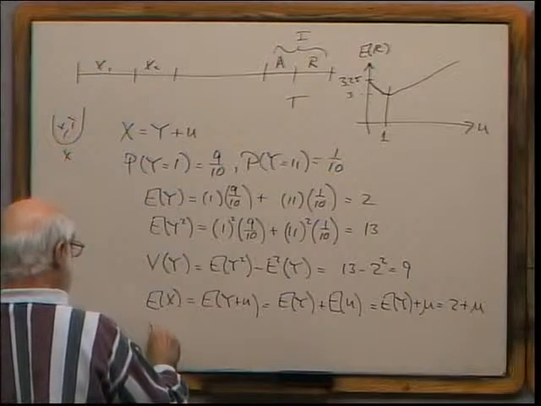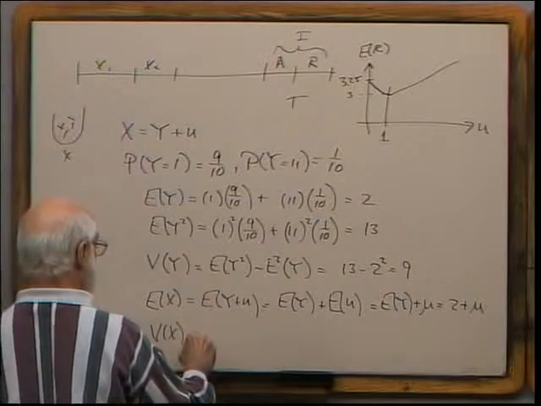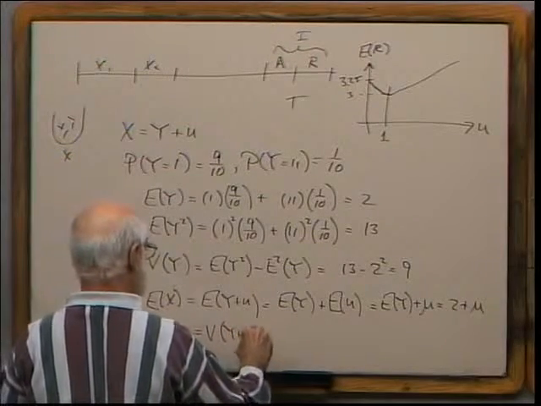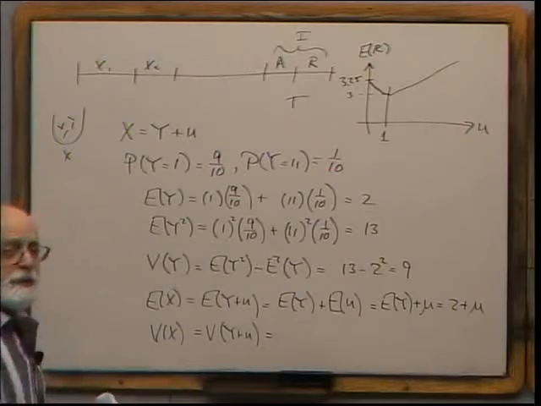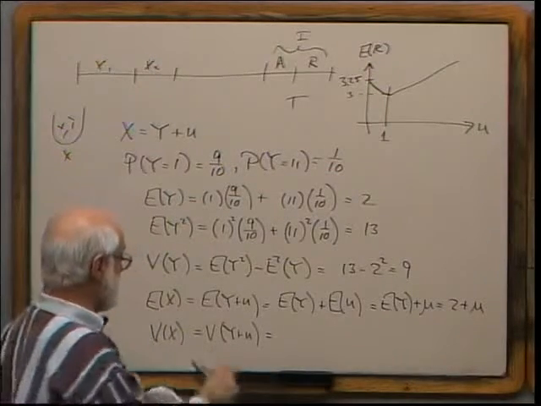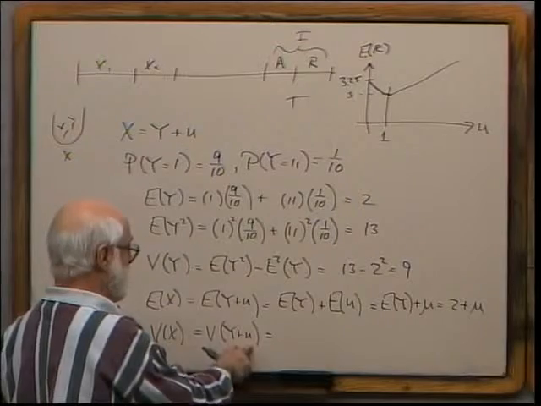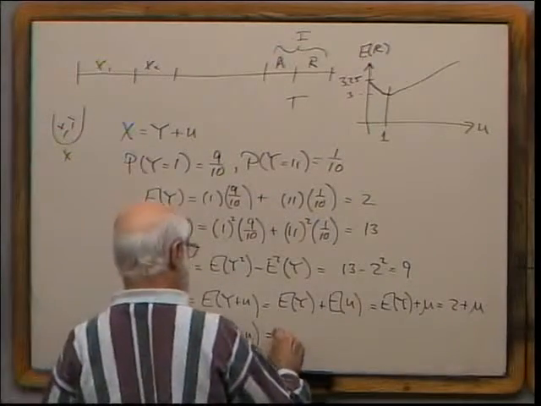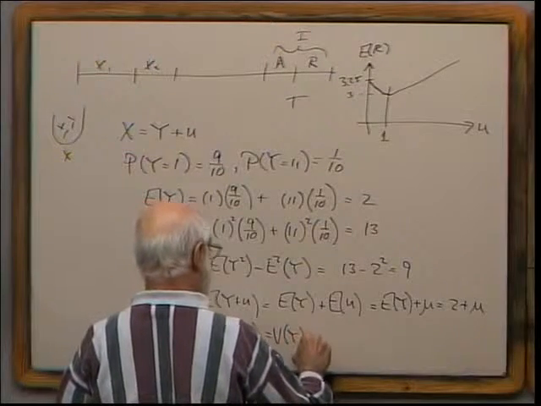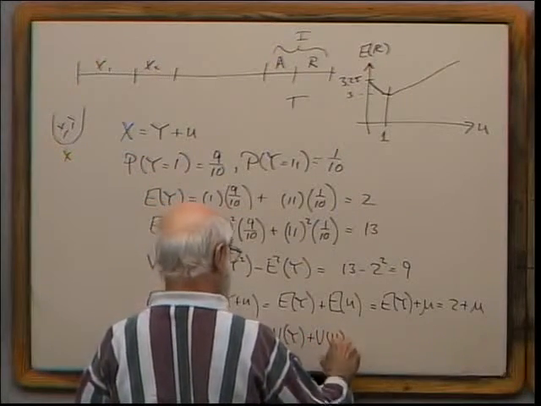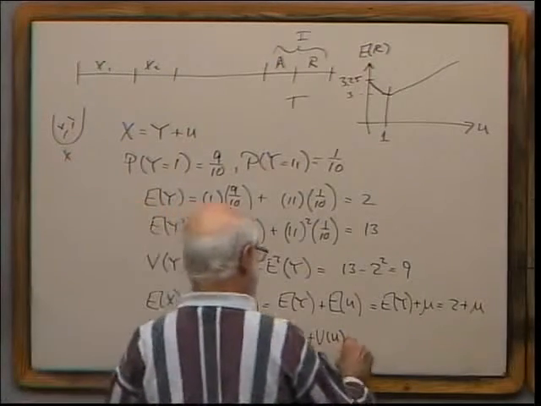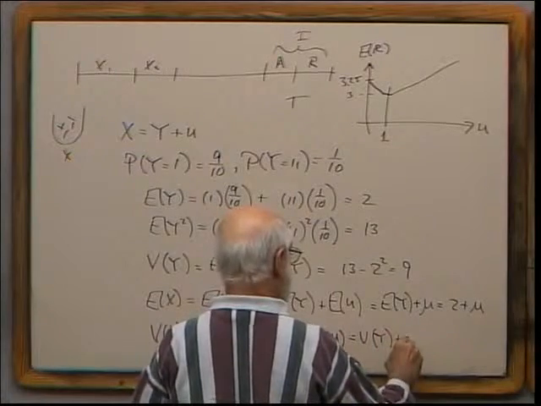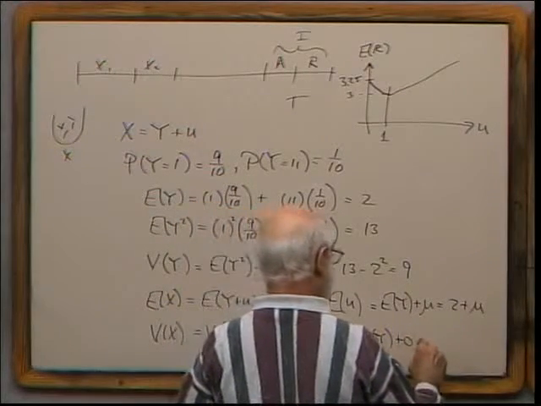Then you want to calculate the variance of x. The variance of x is equal to the variance of y plus u. Now, the variance of a sum is the sum of the variances if the random variables involved are independent, and they're independent because u, in fact, is a constant. So therefore, this would be equal to the variance of y plus the variance of u. But the variance of u is 0 because u is a constant. So that's the variance of y plus 0, or in other words, it's the variance of y, which is equal to 9.